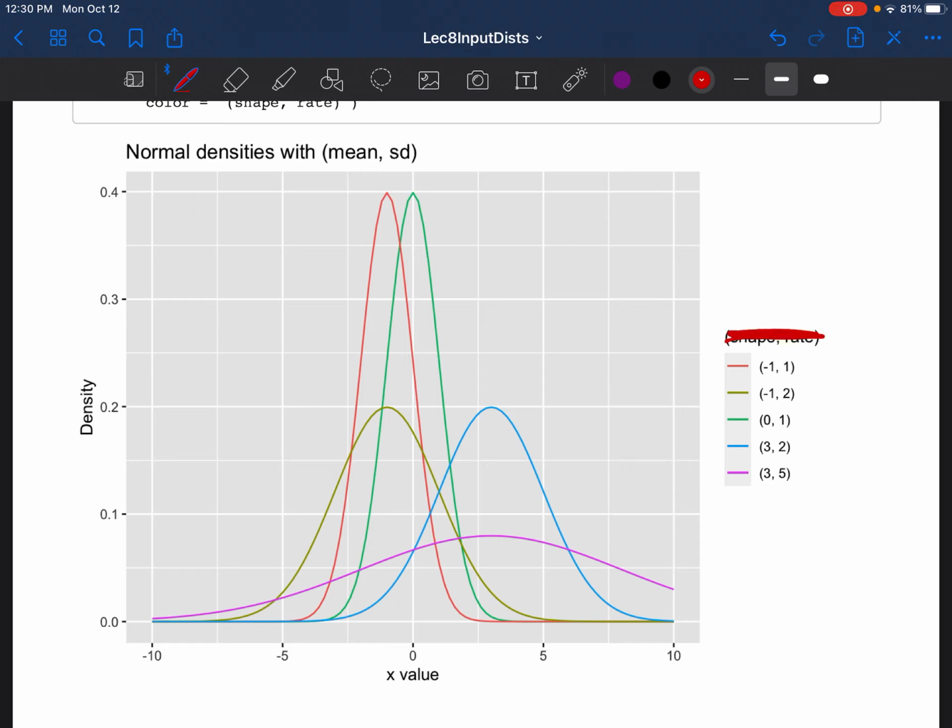This is not shape and rate. Of course, this is going to be mean and standard deviation. Okay, I'll correct that before I post this, so you'll see a corrected version of these slides on the classroom. And that's just your ordinary bell-shaped curve.